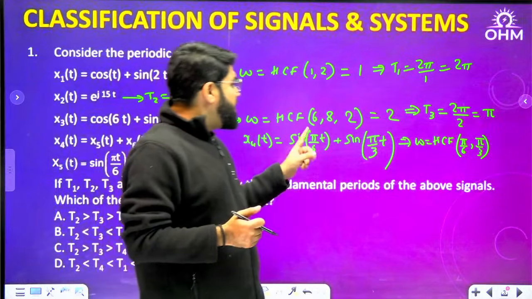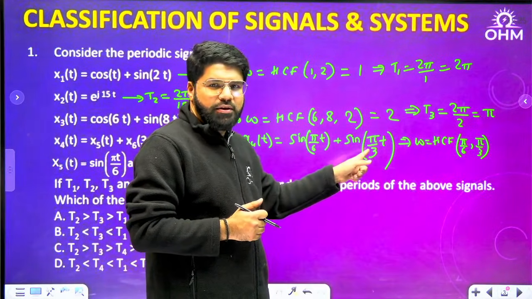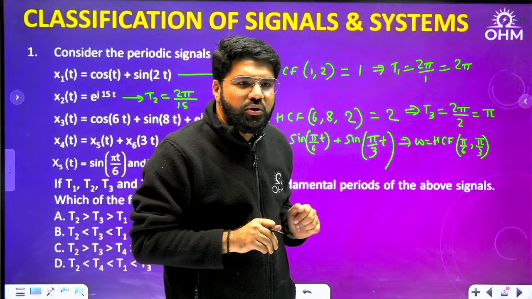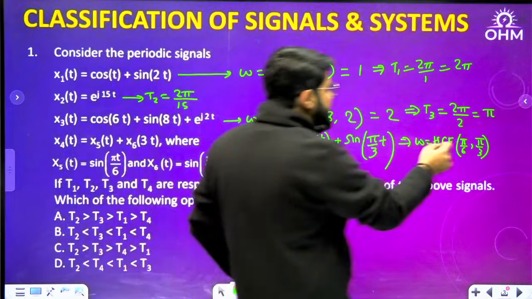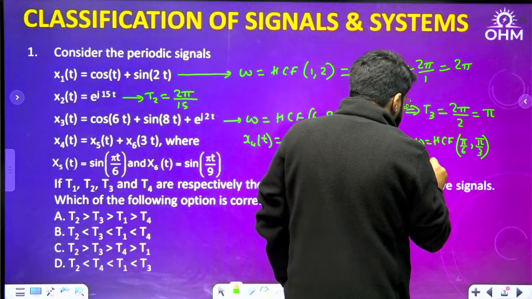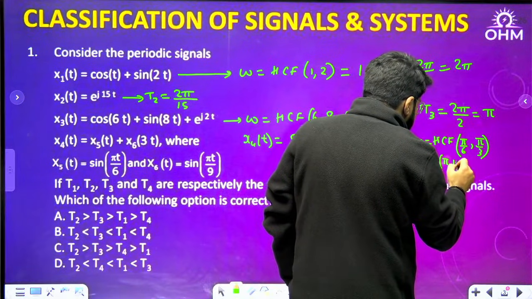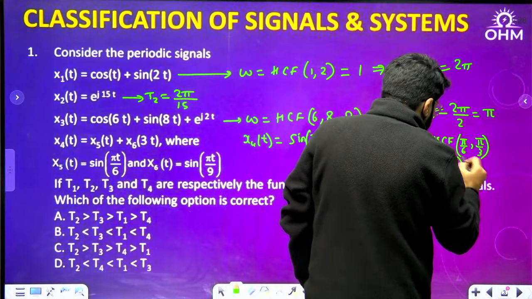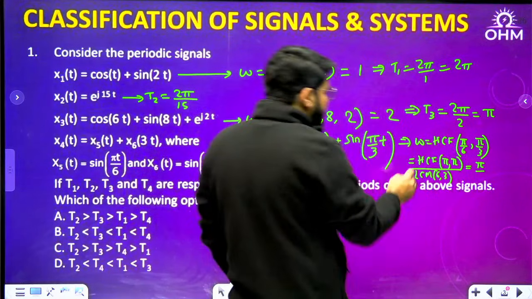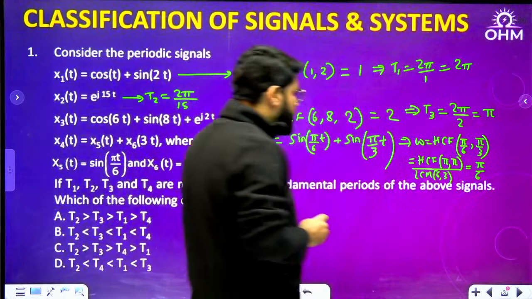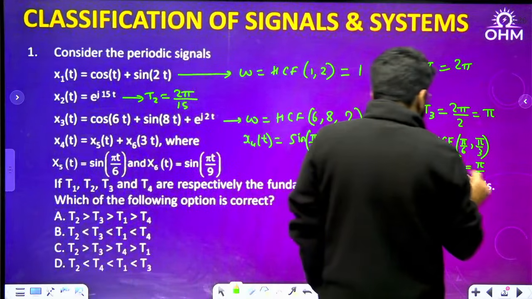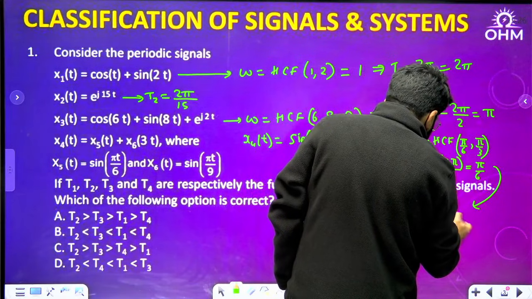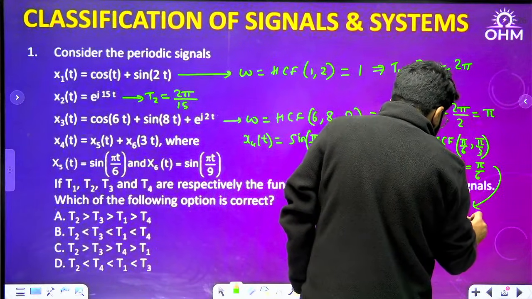Simple, no? See, if one signal had pi and another does not have pi, then when you take the ratio, one pi will be left, and the answer will be irrational. That's the simple logic. Now, what is the HCF of this? HCF of fractional numbers is the HCF of numerators divided by the LCM of denominators. So HCF of pi is pi only, and the LCM of 3 and 6 is 6, the lowest common multiple. So it is pi by 6. So the fourth time period is 2 pi by this omega, that is pi by 6, so that becomes 12.